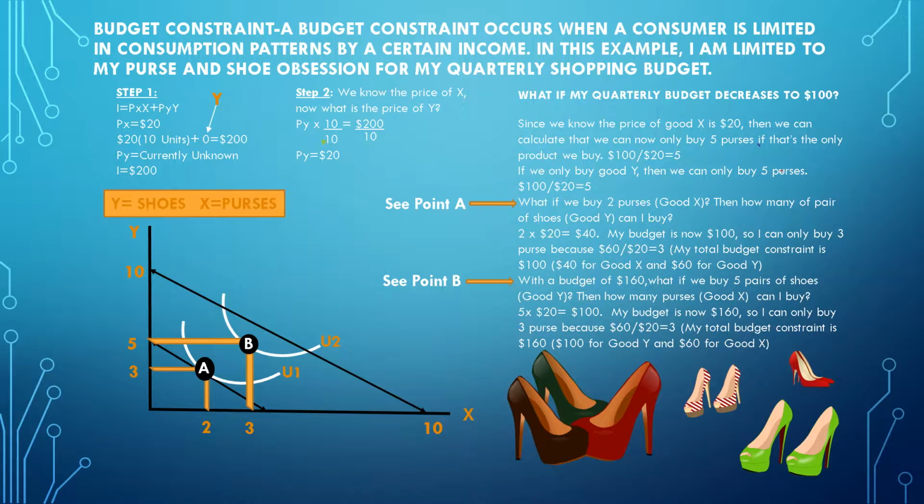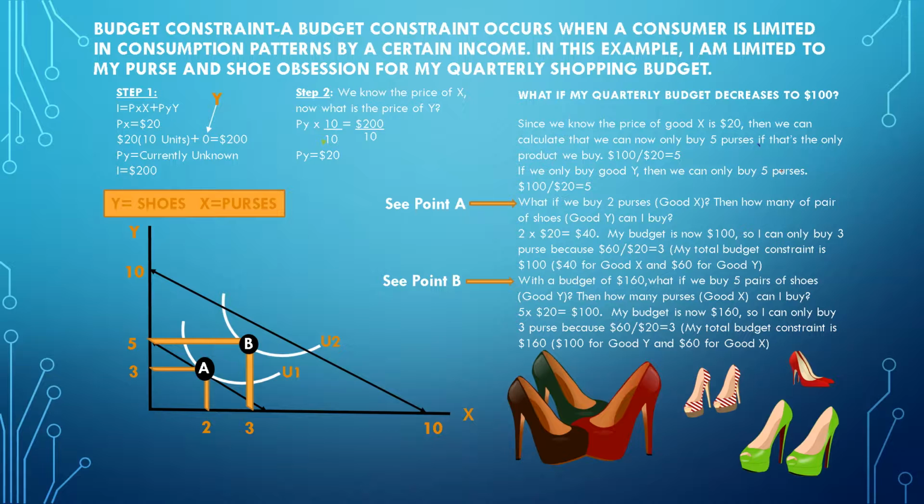We know the price of product X is $20. So let's just say we're spending all of our money on product Y, which is shoes. We take product Y times 10 equals $200, which is our budget constraint. We divide both sides by 10, and that gives us the price of product Y, which is $20.